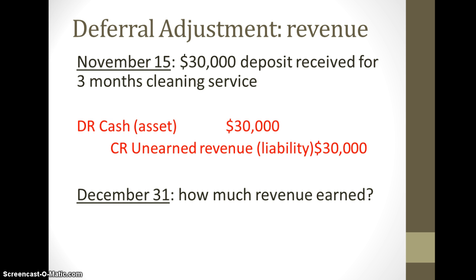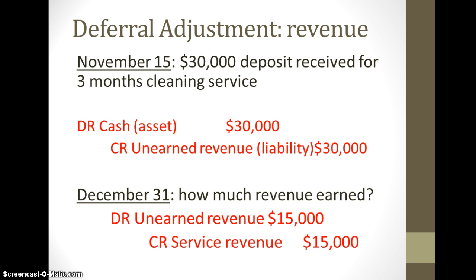So what's going to be our adjusting journal entry at the end of the year? Well, we're going to reduce our liability by $15,000 because we provided those services now to our customer, so our liability goes down. And we can now record service revenue of $15,000. We've earned it, so now we can record the service revenue for $15,000. So that's the adjusting journal entry we would make at the end of the year.